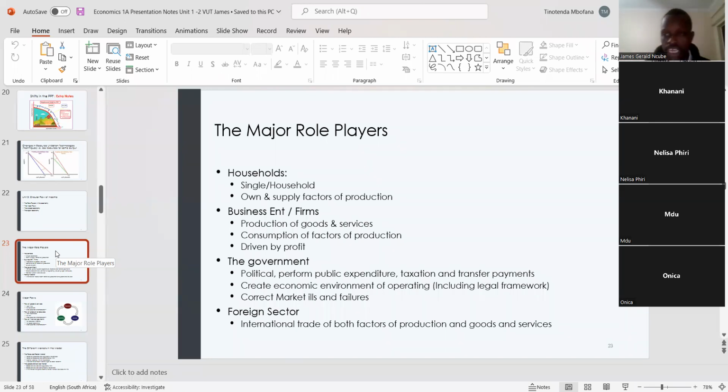All right. So the next thing now is the government, right? What is the government? Now, the government in any economy usually is the regulator of the economy. When we're saying the regulator of the economy, we're saying that they perform the regulatory function within the economy, making sure that the economy functions properly. They create an environment in which to operate your business, i.e. the legal framework. They correct things that are bad within the economy, what you call market ills and market failures, right?